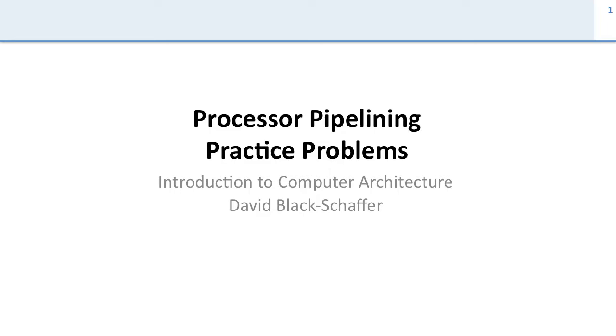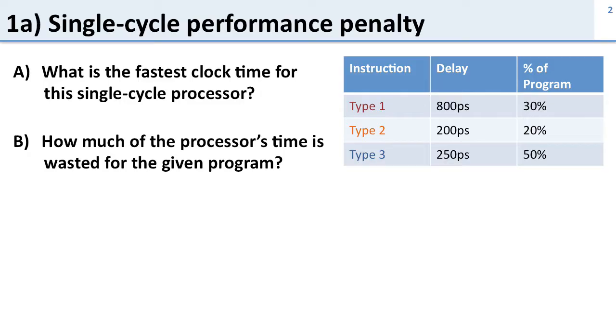All right, let's go through the processor pipelining practice problems. So the first question here was about single cycle performance penalty. We have a bunch of instructions here, type 1, 2, and 3, and we tell you how long each one takes to execute, and what percentage of the program they are. So we have two questions.